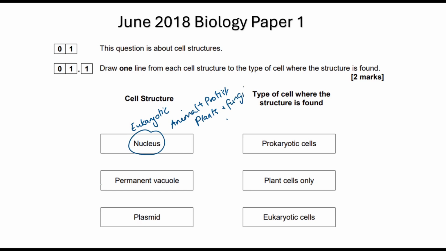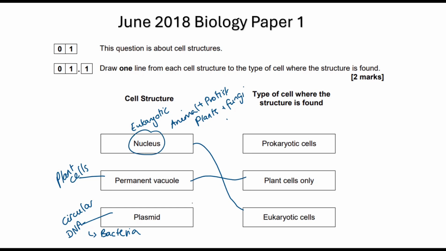The permanent vacuole we can find only in plant cells. And then the plasmid is the circular DNA, which, if you remember from the video, is in bacteria cells, so our prokaryotes. So nucleus, eukaryotic cells. Permanent vacuole, only plant cells. Plasmid is the prokaryotic cells.